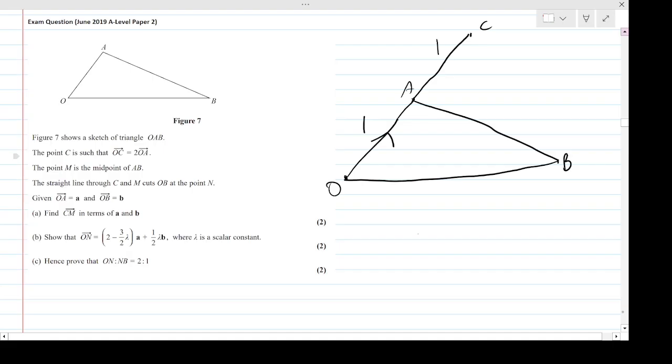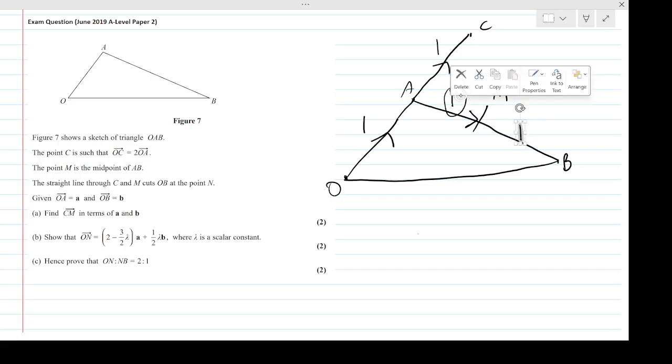We're also given that point M is the midpoint of A to B. So M is going to be in the middle of AB, such that A to M is one part, and then M to B is one part as well. Midpoint means you split either side of it equally, so each of these is one part each. The whole line A to B is two of those parts.